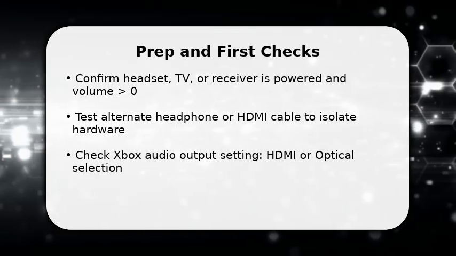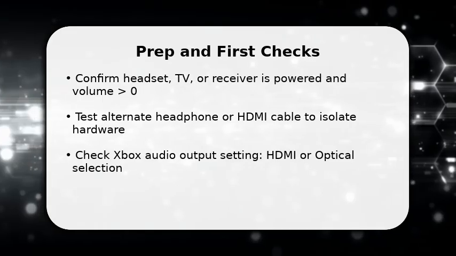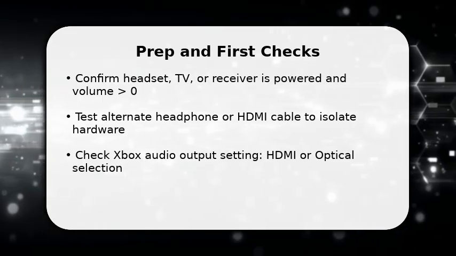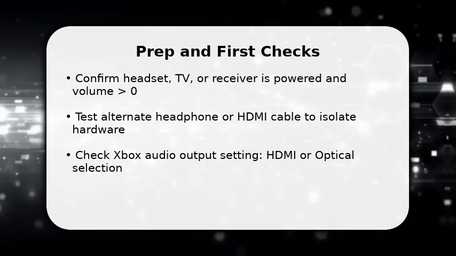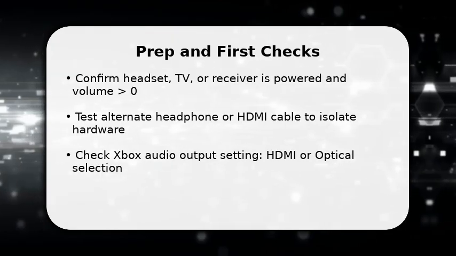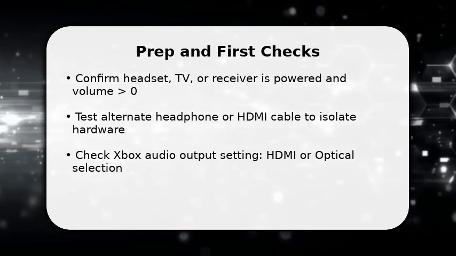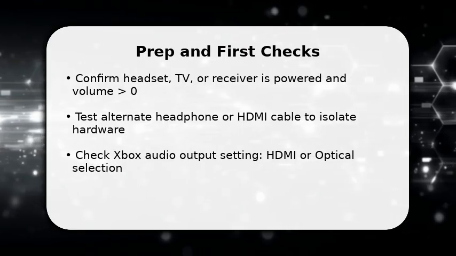You start by confirming the simplest hardware links. Power your TV or receiver, plug headphones into the controller, and set volume to an audible level. You should then swap cables or try a different headset to rule out a bad cable or accessory.